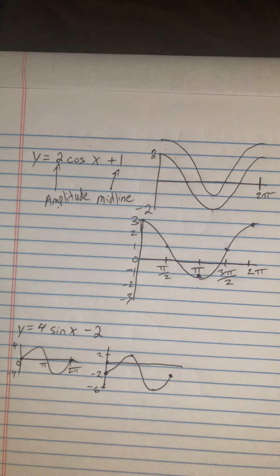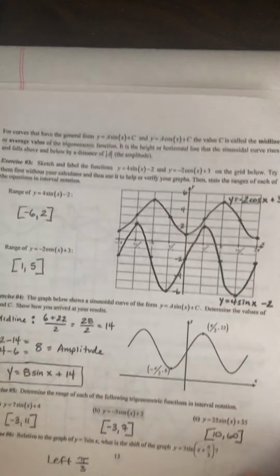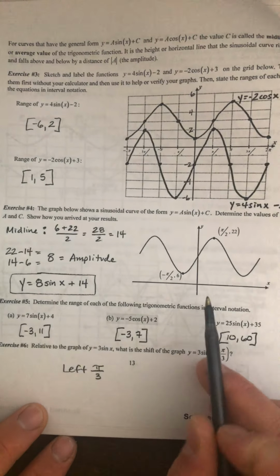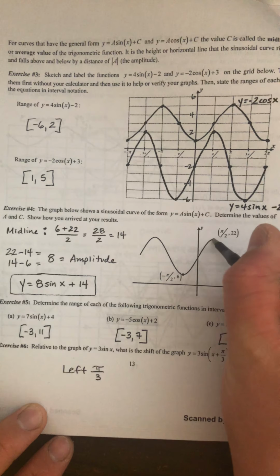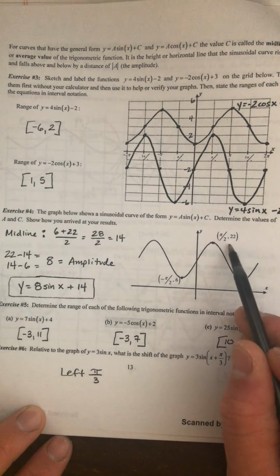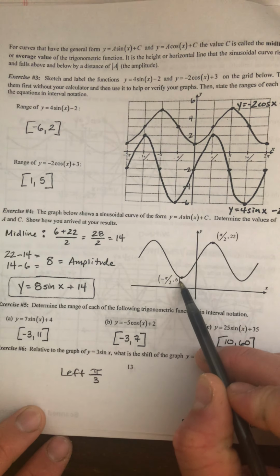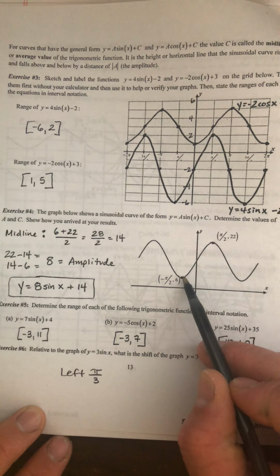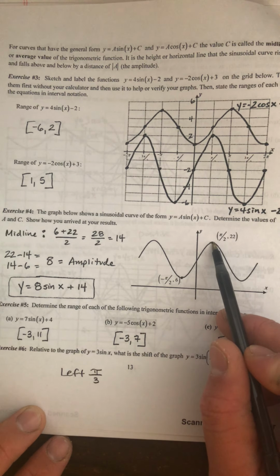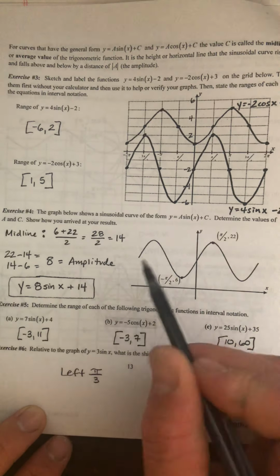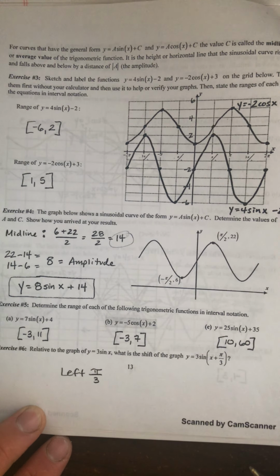There is one in the graph, number 4 in the notes, I'll just talk about it for a second. They give you this picture, they give you some points on the graph. This is the highest it gets, the lowest it gets. Highest is 22, the lowest is 6. The midline is right in between them. How do you find what's in between? You just take the average of them: add them, divide by 2. The midline is 14.